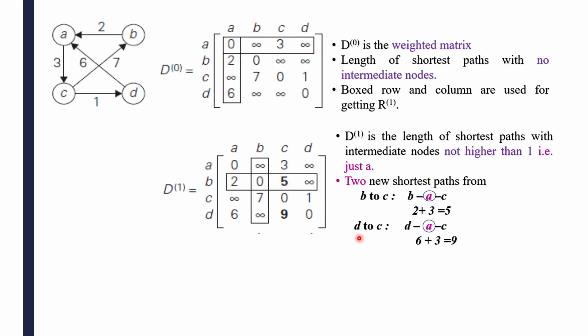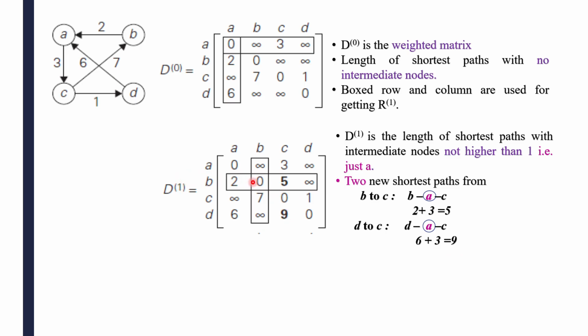In the same way, I have one more path with the help of A as an intermediate node, that is D to C. D to A and A to C. D to A distance is 6 and A to C distance is 3. 6 plus 3 is equal to 9. So these are the only two new paths I got with the help of A as an intermediate node.